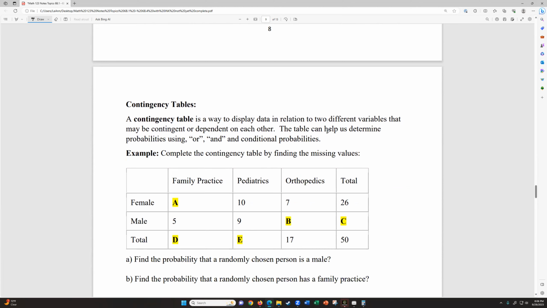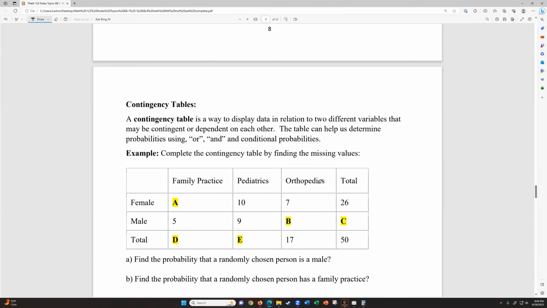We're going to be doing a lot more of these as well on our next class meeting. So this will get covered again pretty heavily in the false positives and false negatives section in 7A1. So a contingency table is a way to display data in relation to 2 different variables that may be contingent or dependent on each other. In other words, there's 2 ways to label a specific category. Like you are a female doctor and you're also a family practice doctor. So you have a gender, essentially, as the rows in that table. And then they have the type of doctor you are as the columns. So we can use these tables to help us determine probabilities that are or, and also conditional.